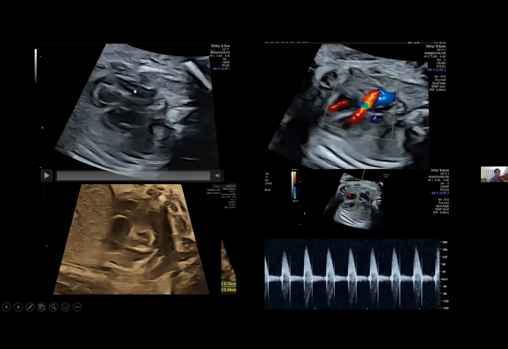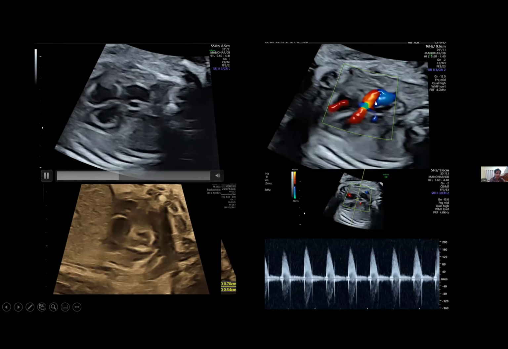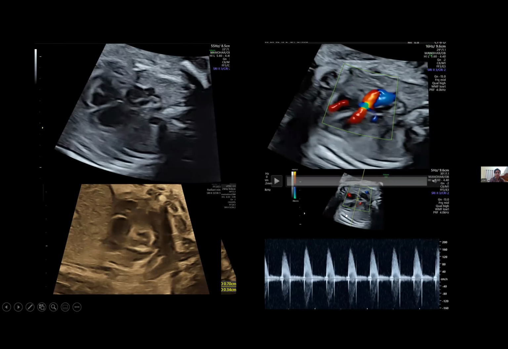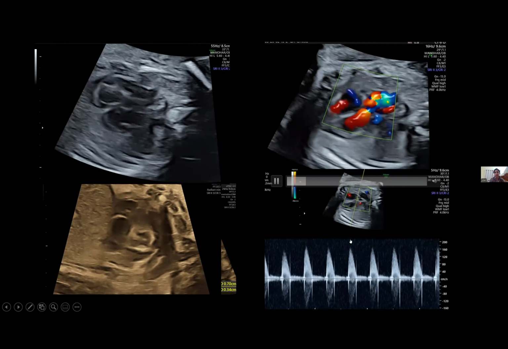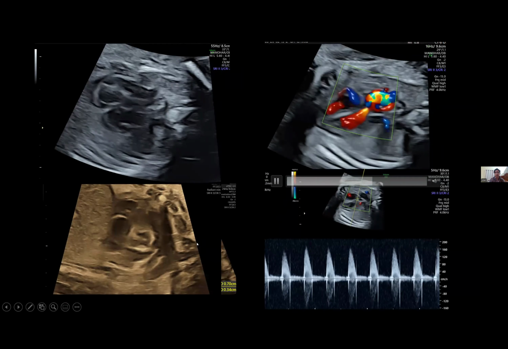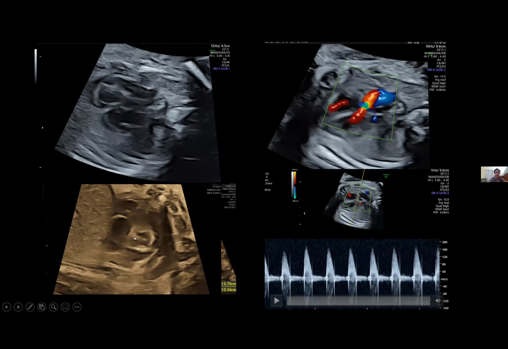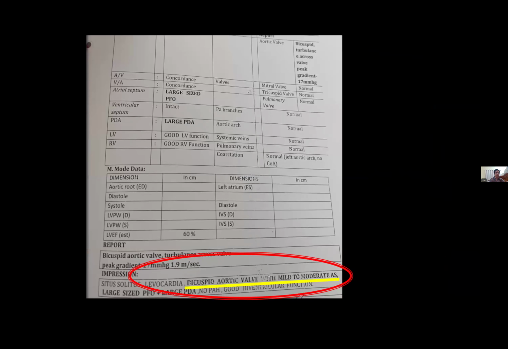This was another case of a primigravida at 30 weeks gestation, and the LVOT view showed post-stenotic dilatation of the ascending aorta. There was a turbulent forward aortic flow, and the peak systolic velocity was around 150 cm per second. The short axis view showed thickening and doming of the cusps of a bicuspid aortic valve. On postnatal echo, it was proven to be a bicuspid aortic valve with mild to moderate aortic stenosis.